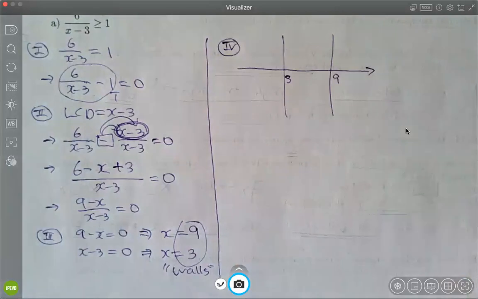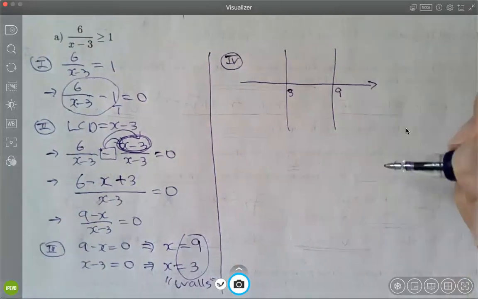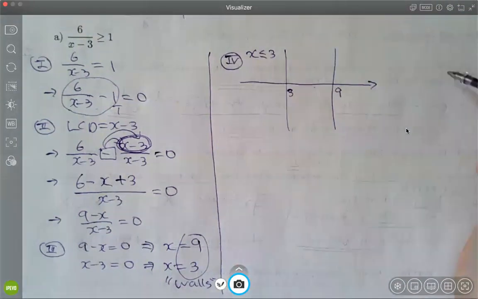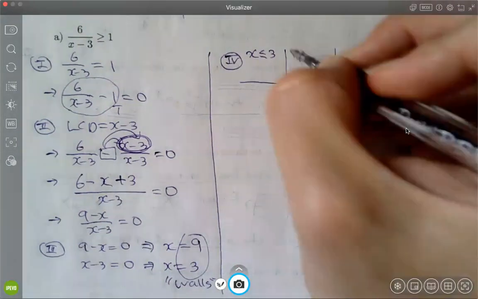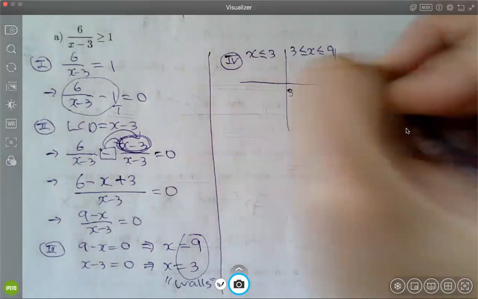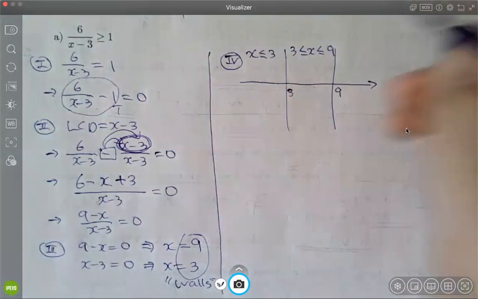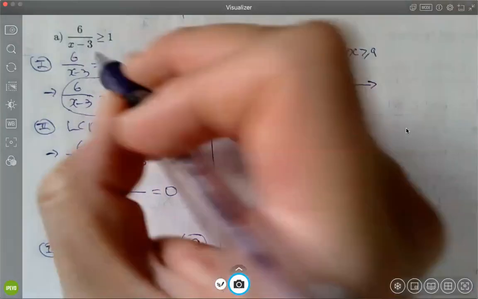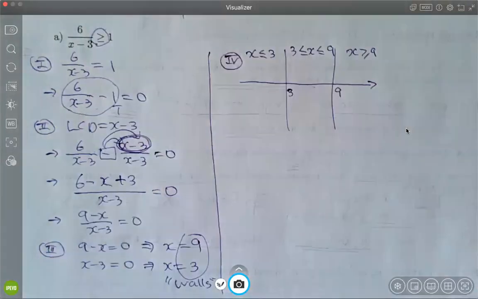And now, just to label each region, the left-hand side region means anything less than or equal to 3. The middle one, in between 3 and 9. The right region, greater than or equal to 9. Now, why did I put the equal to sign underneath the less than or greater than? Because that's what we had at the beginning, right? We had greater than or equal to, okay?